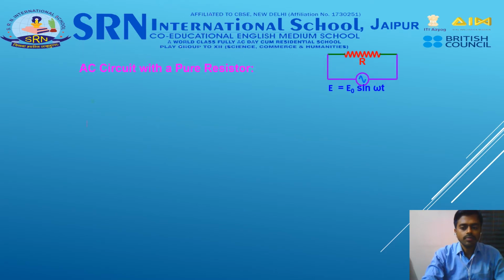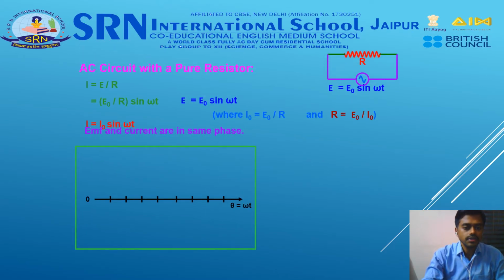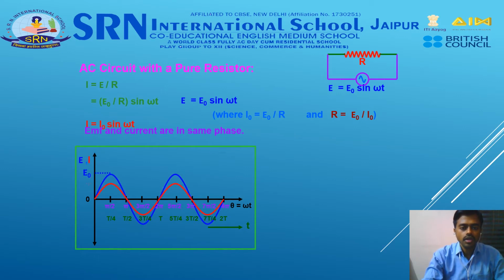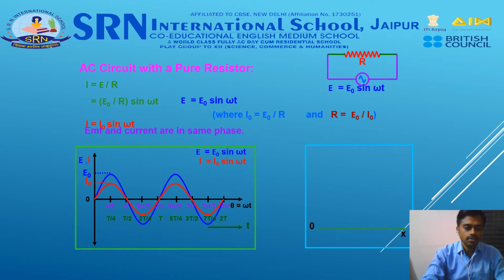Now the first type of circuit which we are going to study is AC circuit with a pure resistor. In this diagram you can see that a resistor is connected with a circuit in which the power source is alternating current. EMF is represented as E naught sin omega t, and we will find the value of current. You know that the value of current is E upon R, that is EMF upon resistance supplied in the circuit.